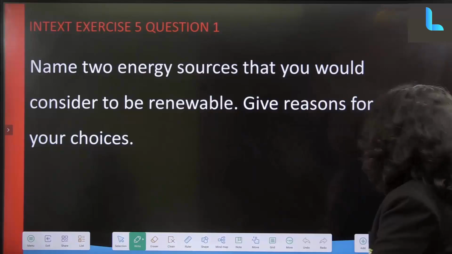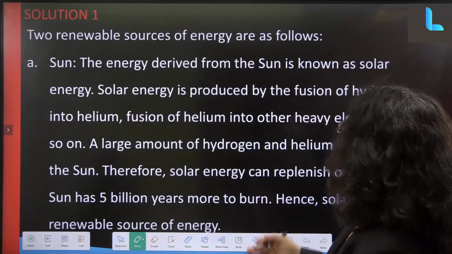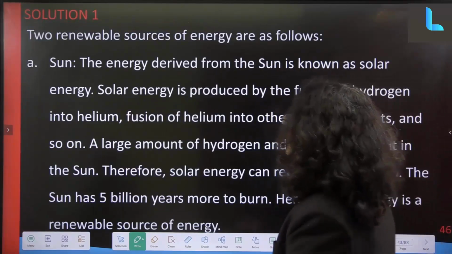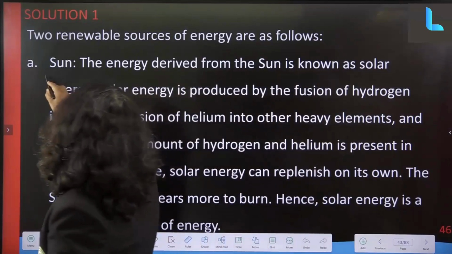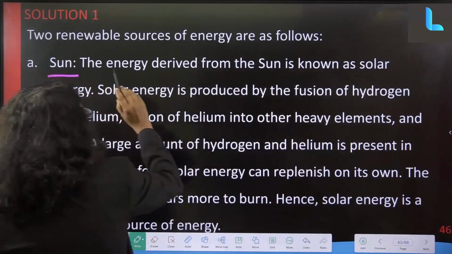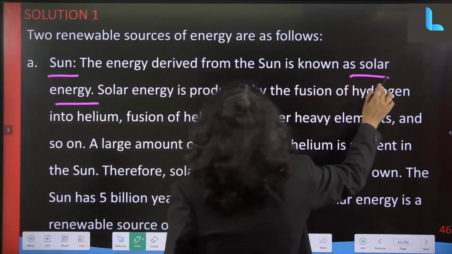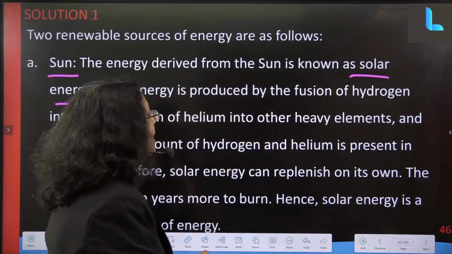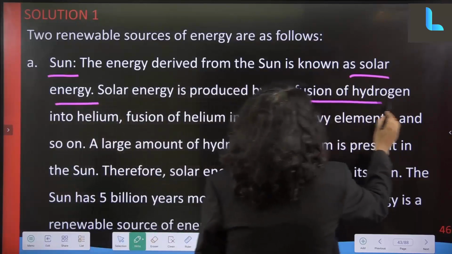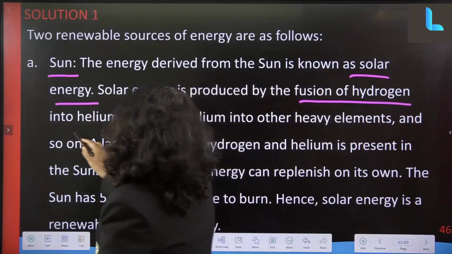Name two energy sources that you would consider to be renewable. Give reasons for your choice. Two renewable sources of energy. One is the sun. The energy derived from the sun is known as solar energy. How is it produced? By fusion of hydrogen to helium.